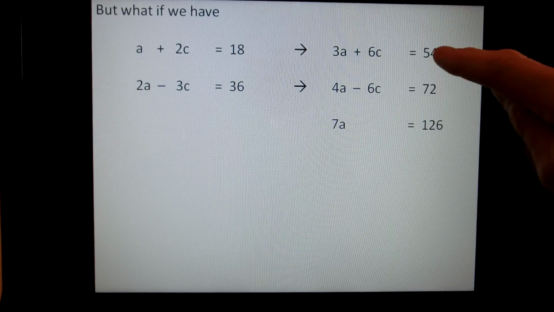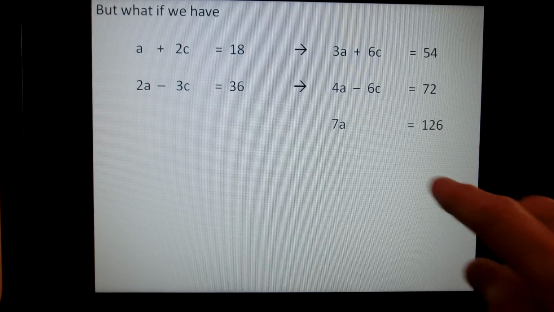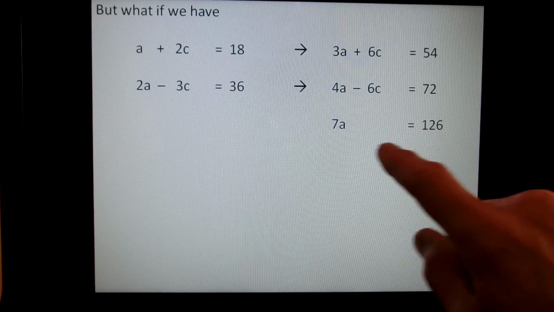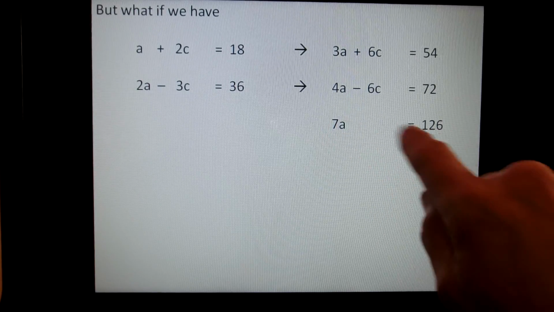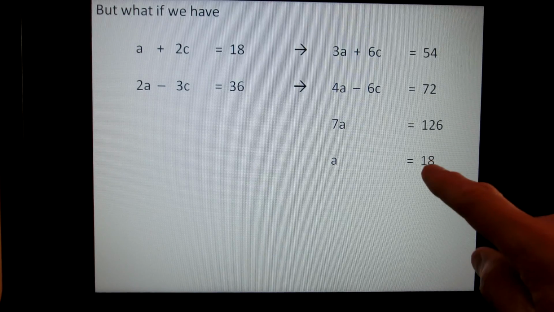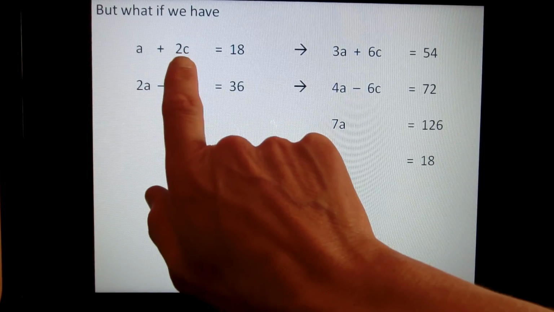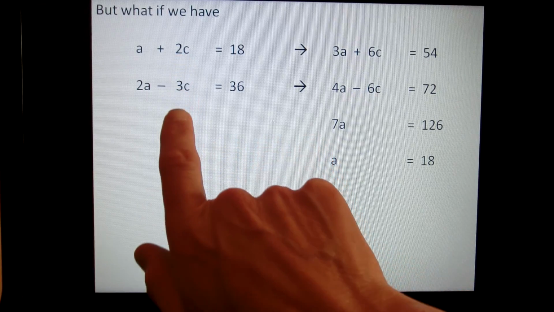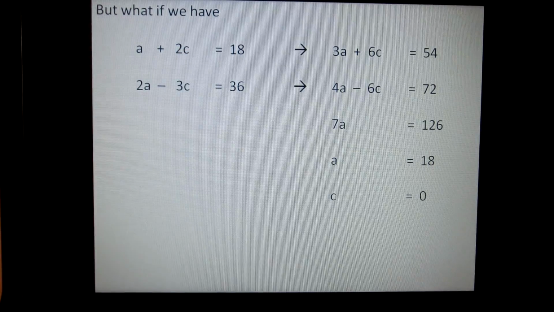If we add these two, you get 126. So if we do a divide, 7 lots of what is 126? The A number has got to be 18. Our job isn't finished. We have to figure out what C is. So if A is 18, then C has got to be 0. So that's why there's C = 0 there.